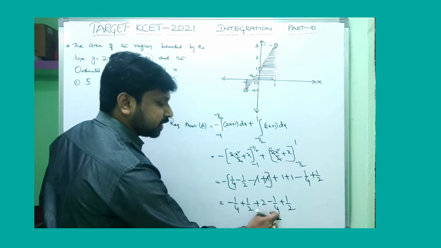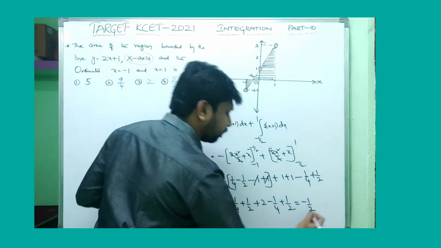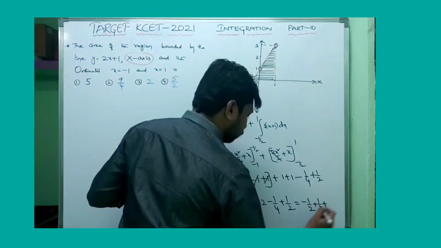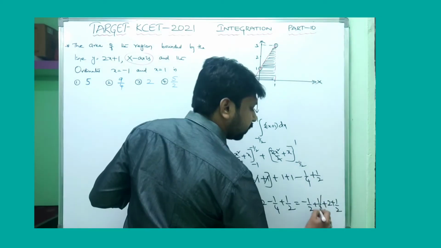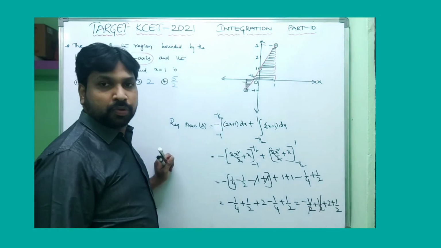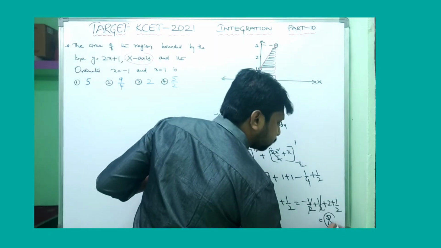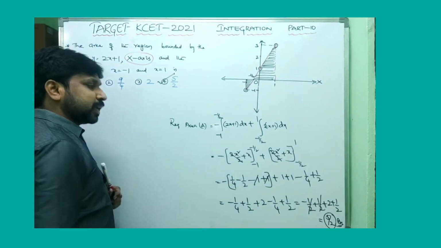So minus 1 by 4, minus 1 by 4, minus 2 by 4, that is minus 1 by 2. Of course, plus 1 by 2 is there here, plus 1 by 2, and plus 2 and plus 1 by 2 is there. Minus 1 by 2 plus 1 by 2 cancel. 2 plus 1 by 2, that is 2 into 2 plus 1 by 2, which is nothing but 5 by 2 is your answer. So the fourth option is the correct answer.